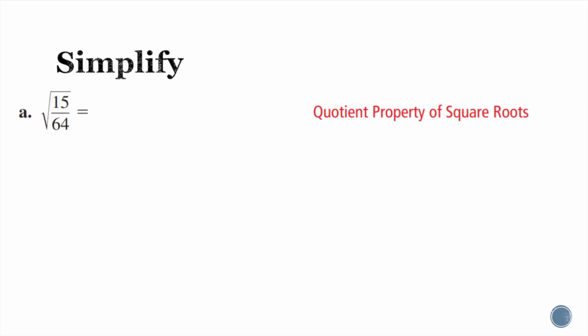So now, some examples. Simplifying the square root of 15 divided by 64 can be rewritten as the square root of 15 divided by the square root of 64. Now, the square root of 64 is 8. The square root of 15 is the square root of 15. So I'm done.